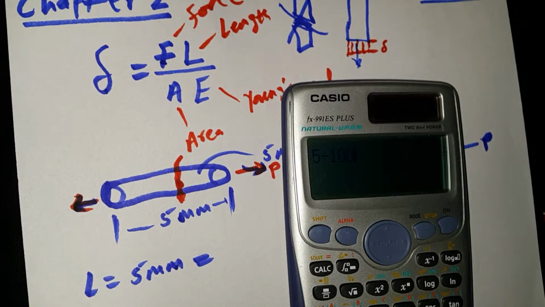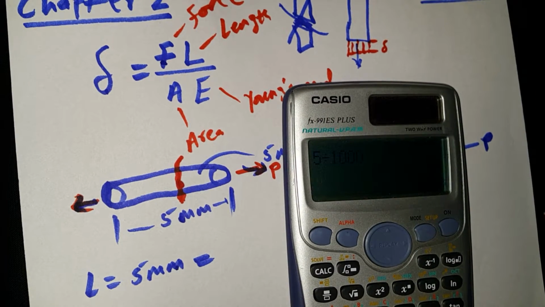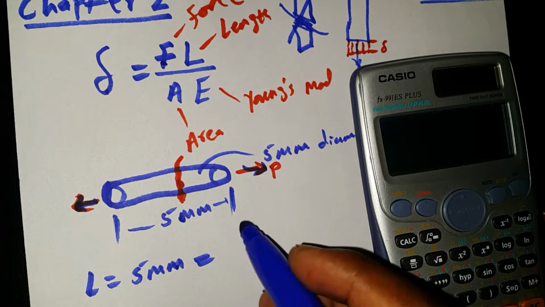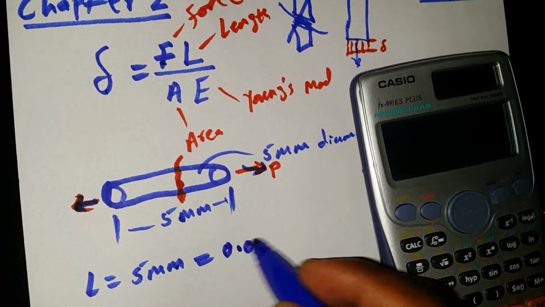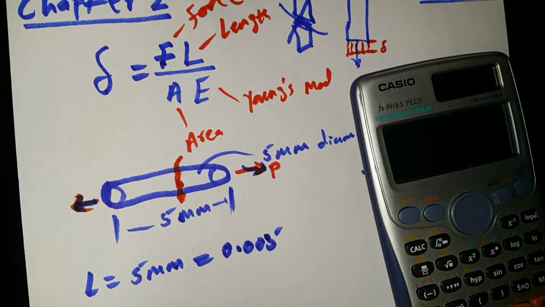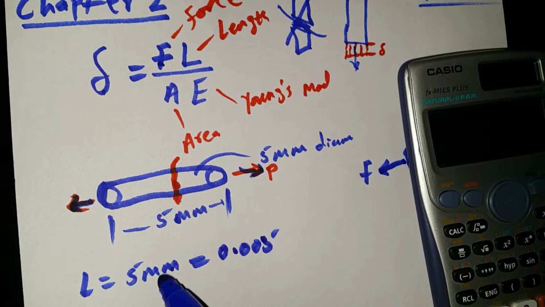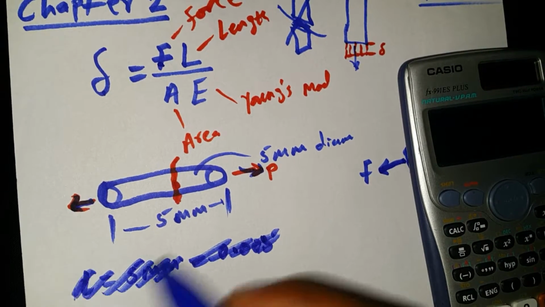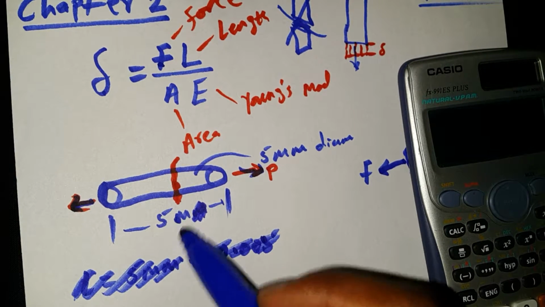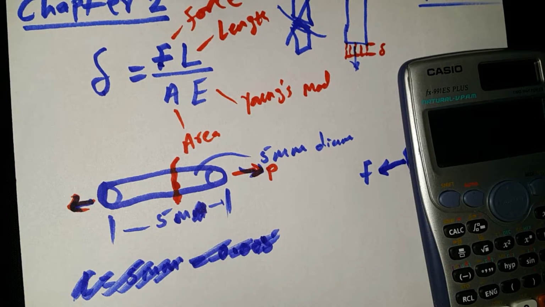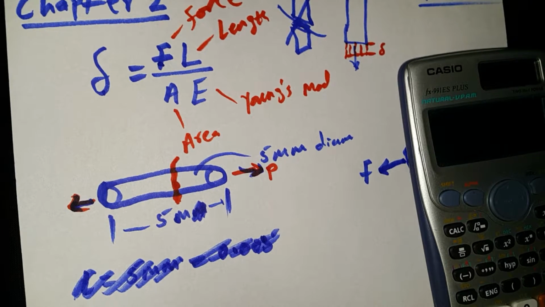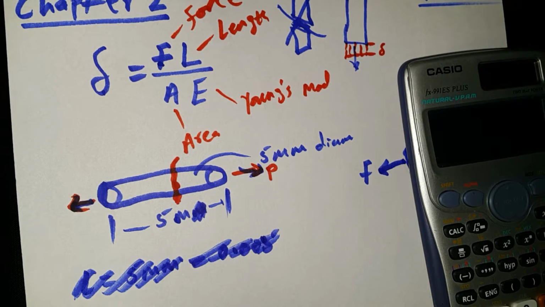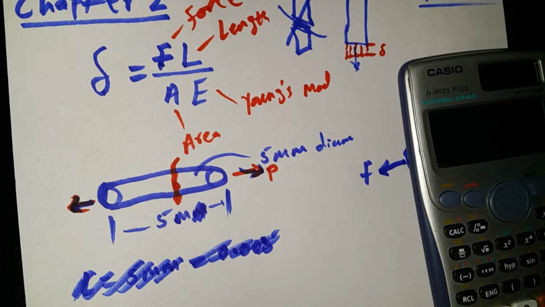So this is 0.005 for instance. But we can't use this. This is just my idea. We have to use 5 meters, 5 meter length. So let's say our length is 5 meters. Our diameter is 5 millimeters.